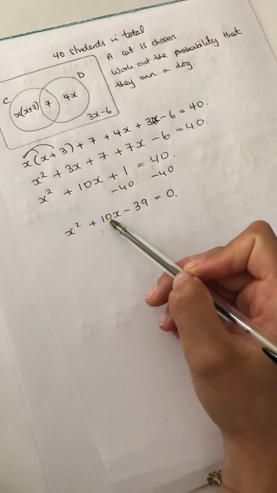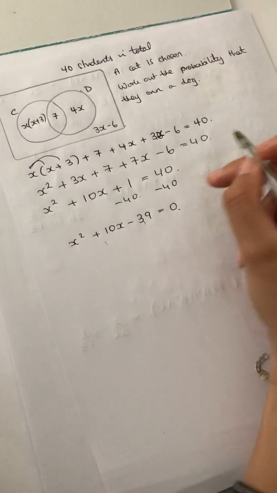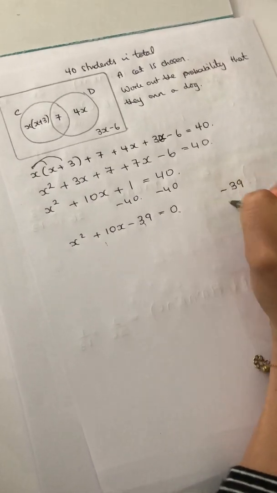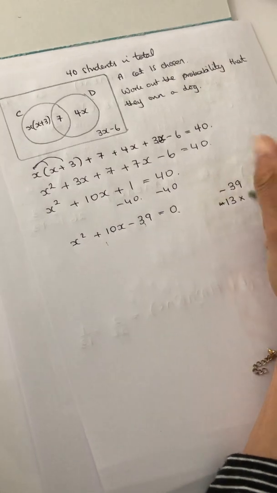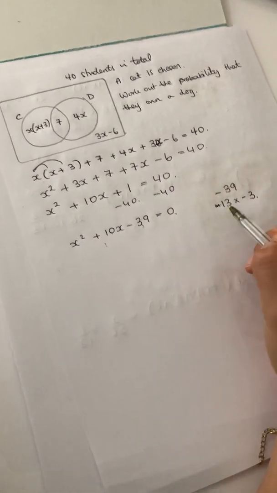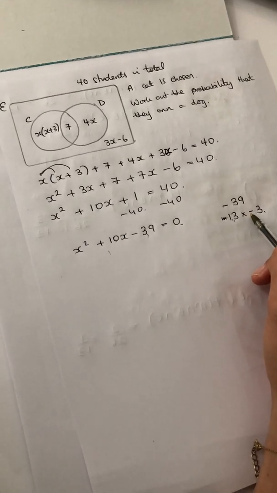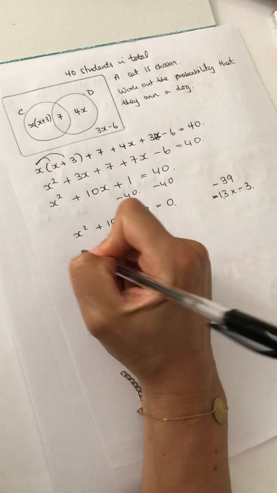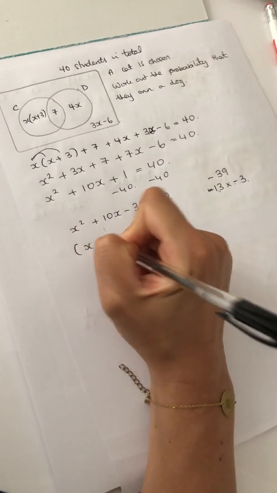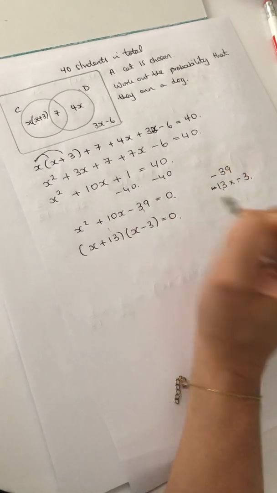So two numbers that add up to get 10, but times to get minus 39. That is plus 13 times minus 3. 13 times 3 is 39. 13 minus 3 is 10. So you've got (x plus 13) times (x minus 3), and that equals 0.